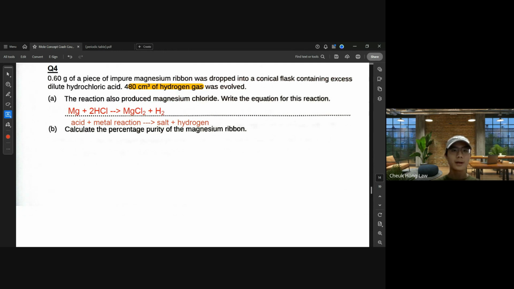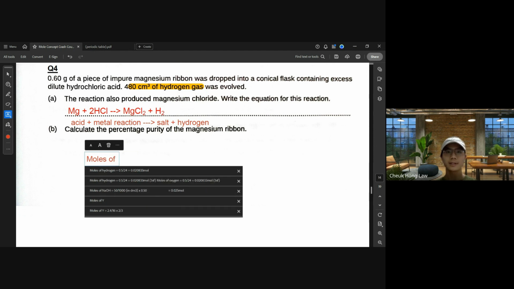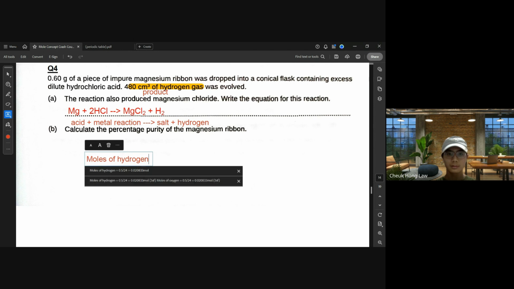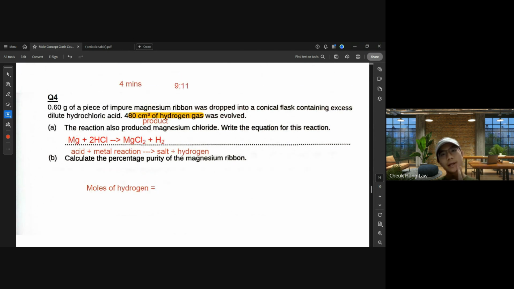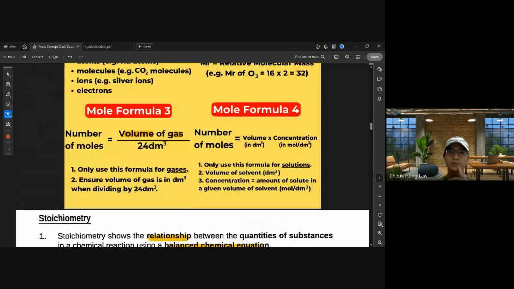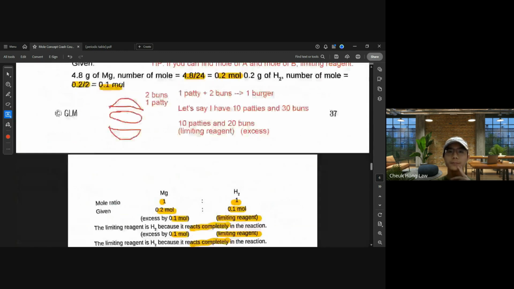All right, part B, calculate the percentage purity of the magnesium ribbon. So again, I'm going to calculate the mole of the product. What is the product in this case? Hydrogen gas. Now, which formula should I use? They give me the volume of hydrogen gas, right? So I'm going to use mole formula 3. Number of moles equals to volume of gas divided by 24.